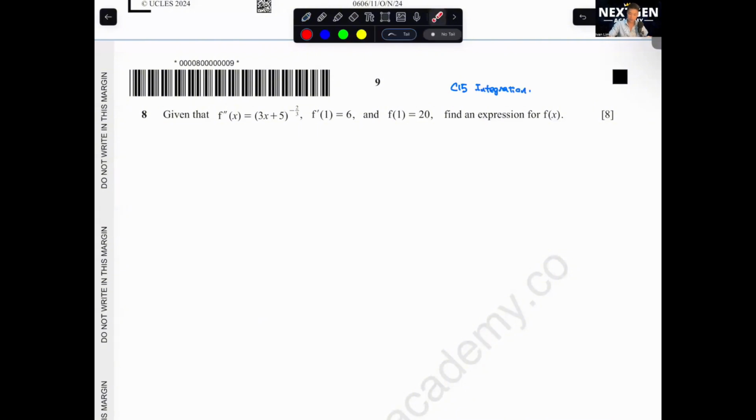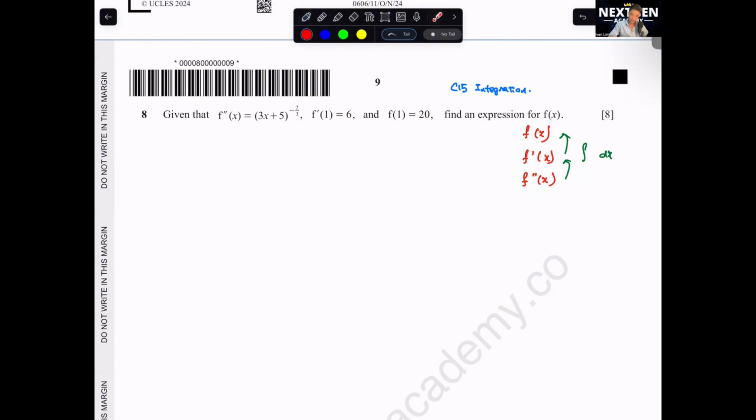They want us to find the expression of f(x) given to us f double prime x, f prime 1, and then f(1). What do we need to do? We have to know the relationship over here first. F prime x, f double prime x, and then f(x). When we integrate going up here, this will be equal to the previous layer. So this is also equivalent to d squared y over dx squared, dy over dx, f(x), or y.